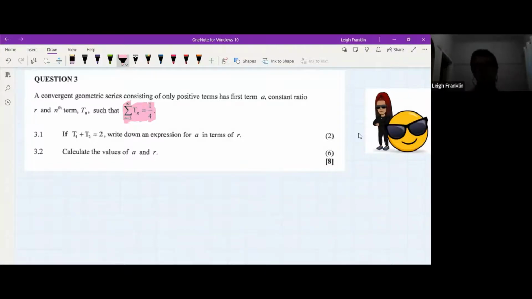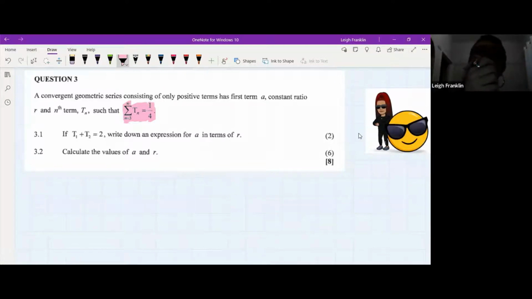Yeah. But there is some additional information in 3.1. Yes, and they say T1 plus T2 is equal to 2. So I think that helps a little bit. It does. All right. So when we have a look at question 3.1, they say to us, if term 1 plus term 2 is 2, write down an expression for A in terms of R.